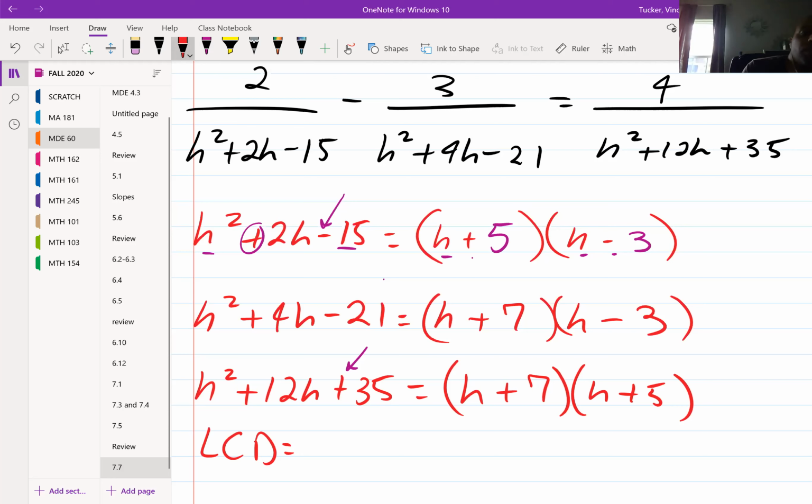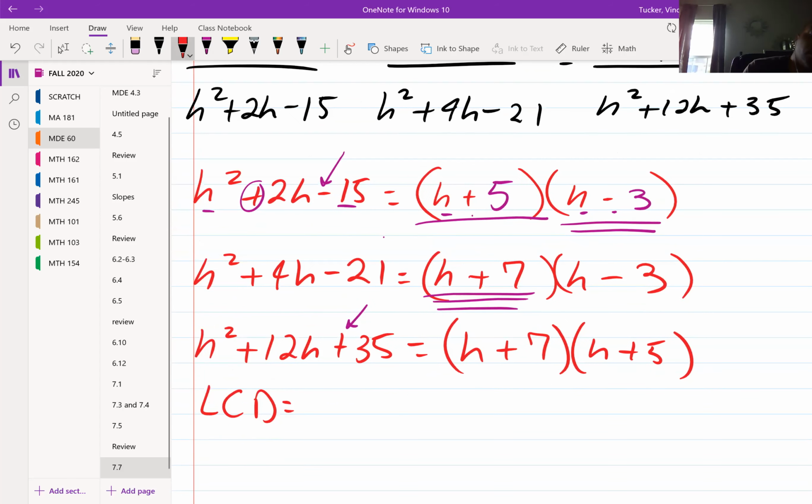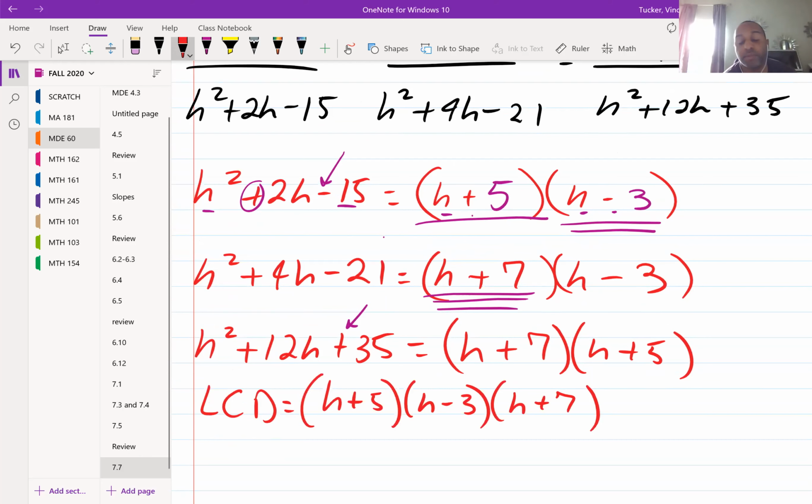All right, it's one of each, so it's going to be h plus 5. Wait, should I put it in reverse order? The lower numbers first. It doesn't matter. h minus 3, h plus 5, and h plus 7. So those three should be a part of your LCD: h plus 5, h minus 3, and h plus 7.